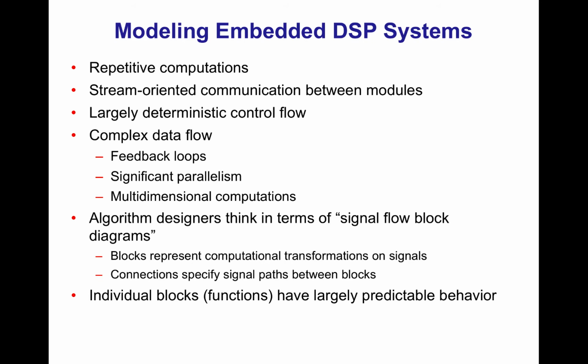In these individual blocks within the block diagrams, the computations have largely predictable behavior, which is what we described earlier in terms of the largely deterministic control flow. So the blocks themselves have predictable behavior. However, the way they manipulate the data and how that data flows through the system can have a lot of complexity or heterogeneity, like the feedback loops, different forms of parallelism, and the multidimensional aspect of the data being manipulated and passed throughout the system.